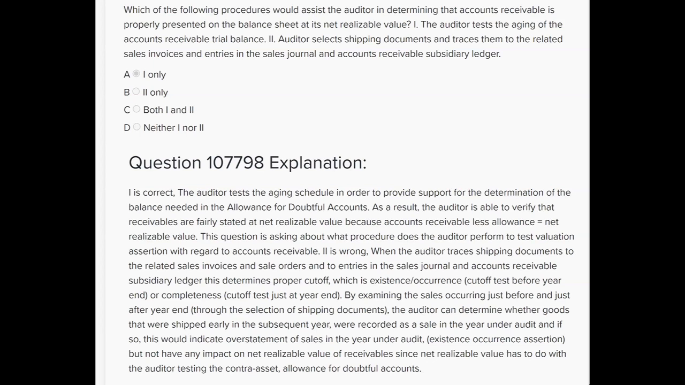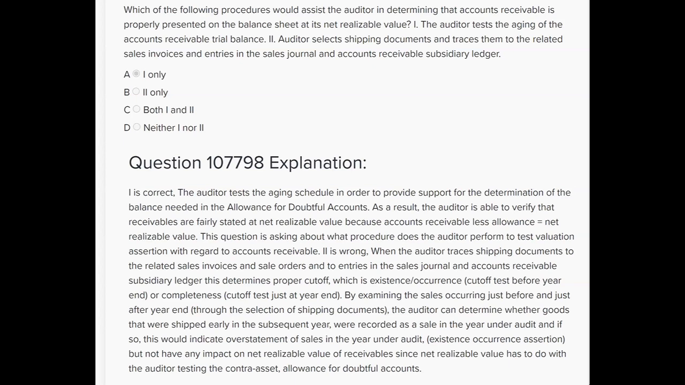Yes, because what assertion is the auditor looking for here in this question? They're looking for valuation of receivables. How do we know? Because it's asking for accounts receivable properly presented on the balance sheet at its net realizable value, not the gross amount, the net amount. And that means valuation assertion is the assertion in question. And whenever the auditor is interested in valuation, the auditor will test the contra asset.